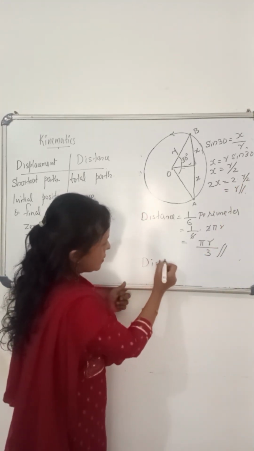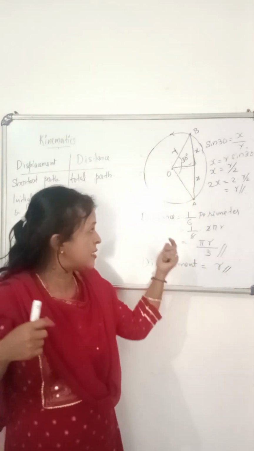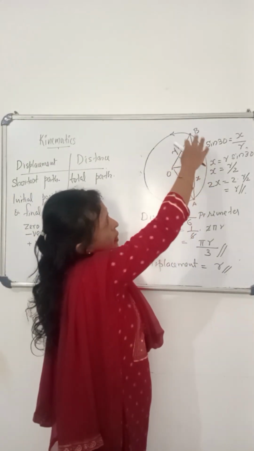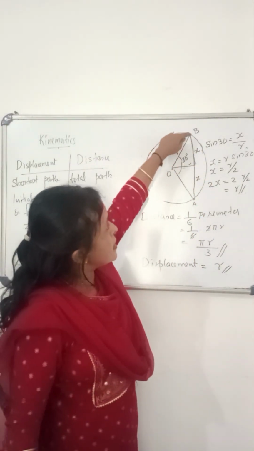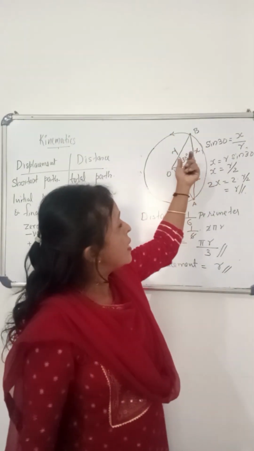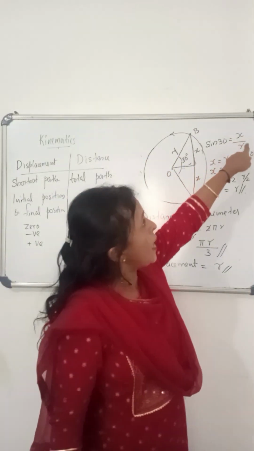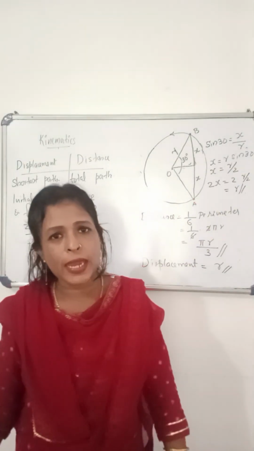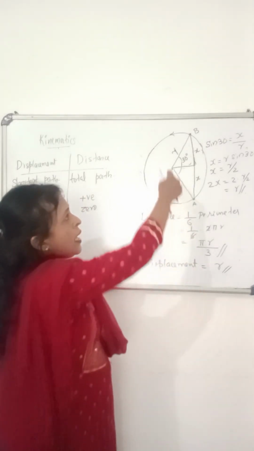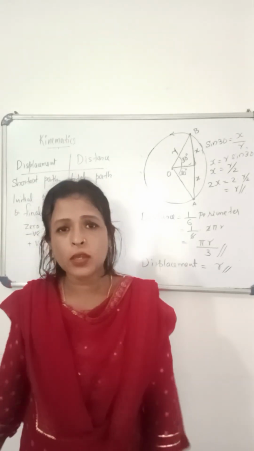So the displacement is equal to r. R is the displacement, and this distance is equal to pi r by 3. This is how we can find the distance and displacement from A to B. And suppose this is 120 degrees. 120 degrees means we need to divide it into 2, that is 60. Sine 60 equals x by r. Find x from that and find 2x, and that is the displacement. You can change the angles and solve some more problems by yourselves.